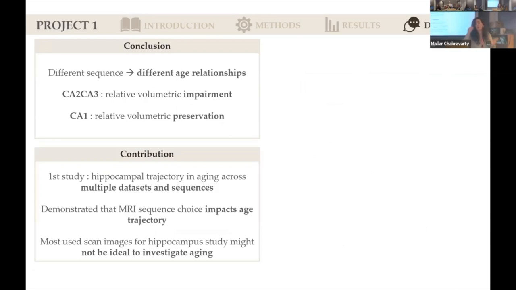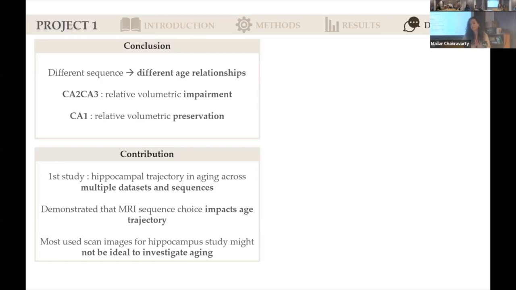Overall, the contribution of this first study was to be the first to look at the hippocampal trajectory in aging using multiple data sets and sequences. We demonstrated that the MRI sequence choice does impact the age trajectory. That was important because most experts of the hippocampus in the field are using slab images, but we are showing here that this type of images might not be ideal to investigate aging.